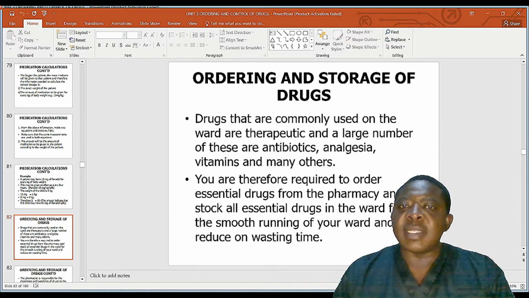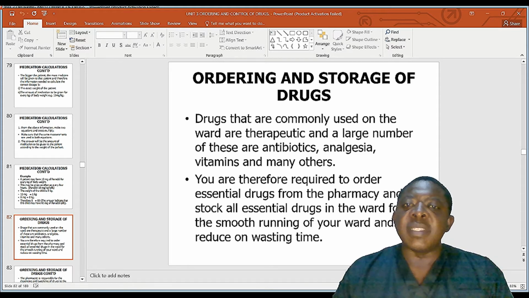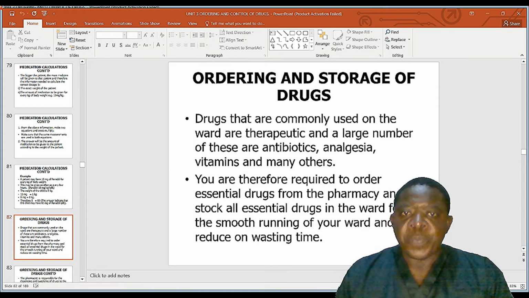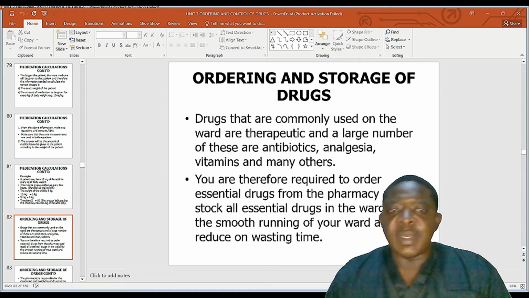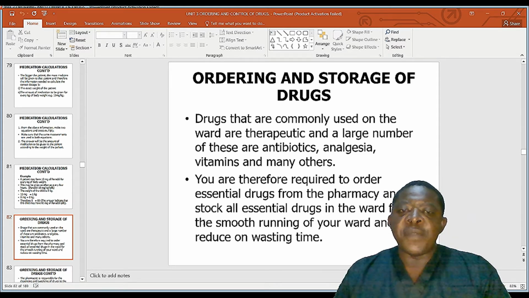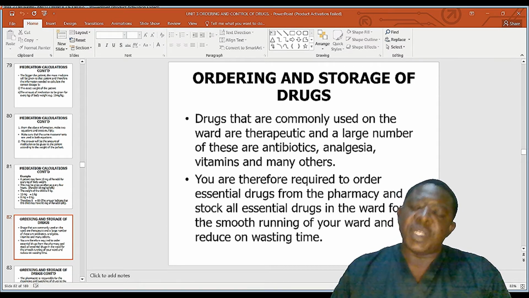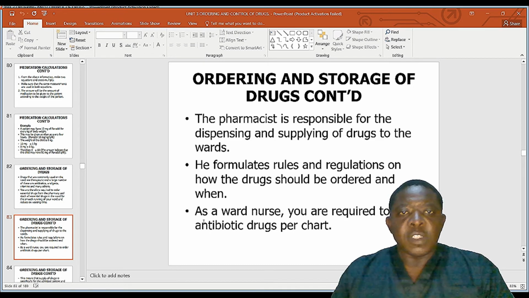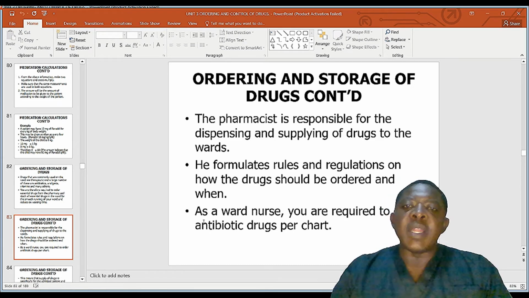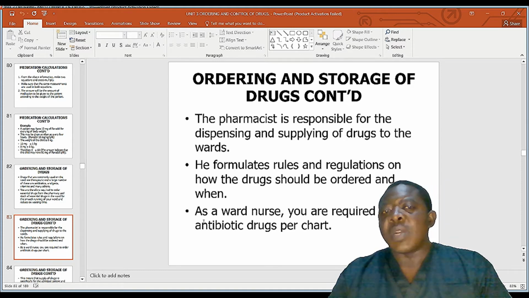So drugs that are commonly used on the ward are therapeutic, and a large number of these are antibiotics, analgesia, vitamins, and many others. You are therefore required to order essential drugs from the pharmacy and stock all essential drugs in the ward for the smooth running of your ward and to reduce drug wastage. The pharmacist is responsible for dispensing and supplying the drugs to the wards. He formulates the rules and regulations on the drugs, how they should be ordered, and when.